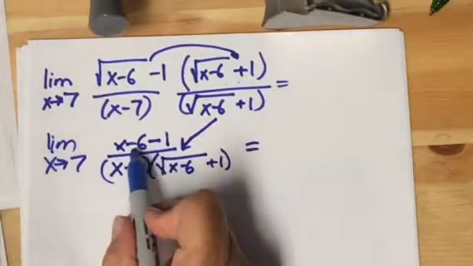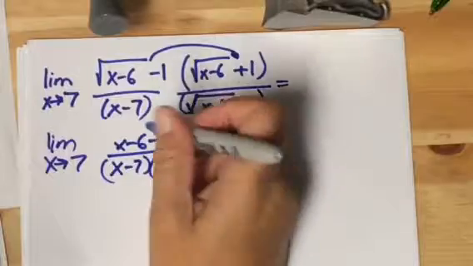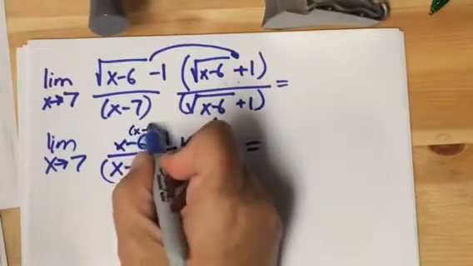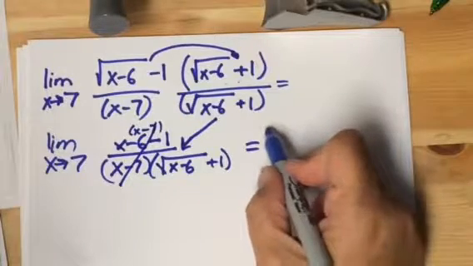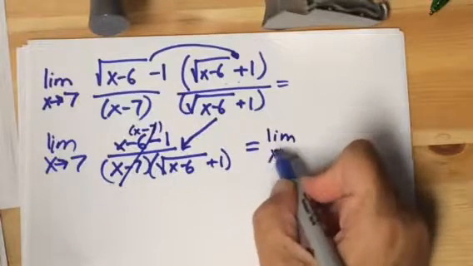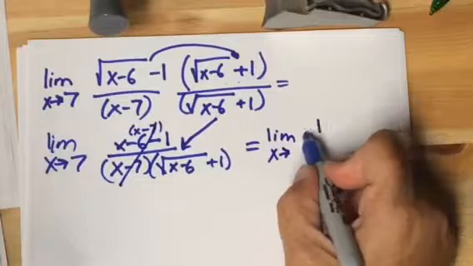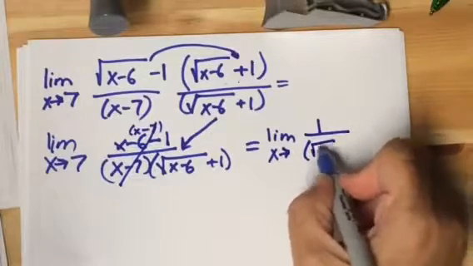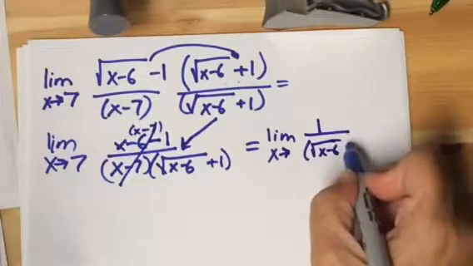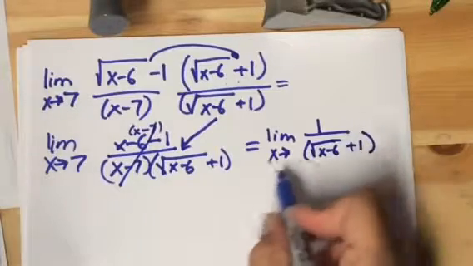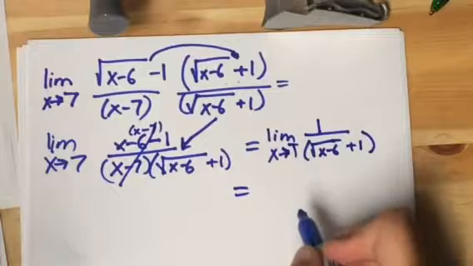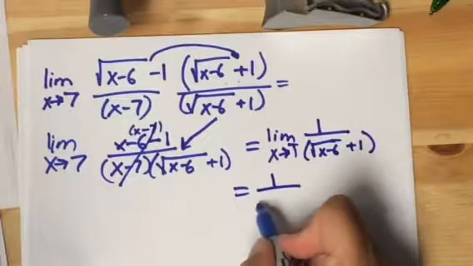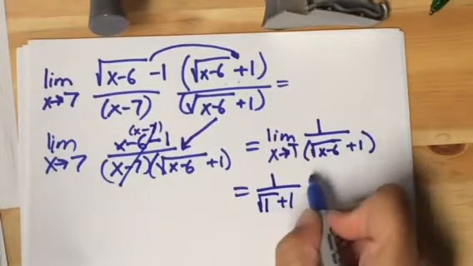And then can you see that x minus 6 minus 1 is the same as x minus 7? So these will cancel. This was a pretty common mistake. You forgot to do the 1 over. So this leaves you with 1 over root x minus 6 plus 1. And when you plug in, that was x approaches 7, you get 1 over root 1 plus 1, which is 1/2.